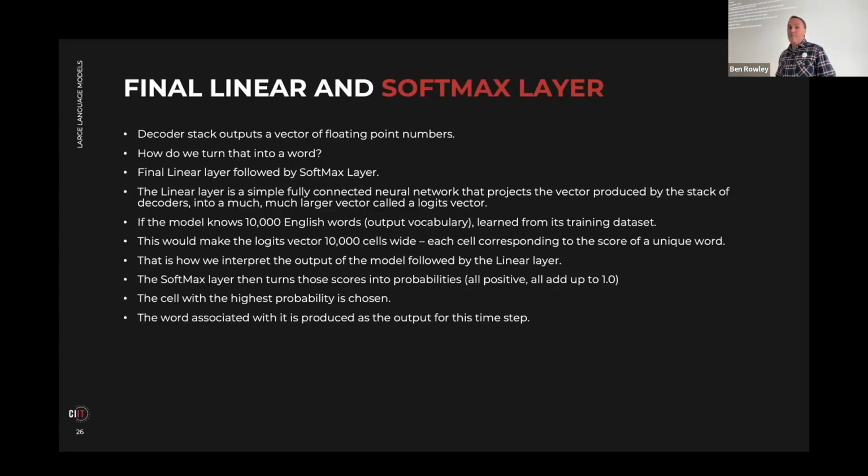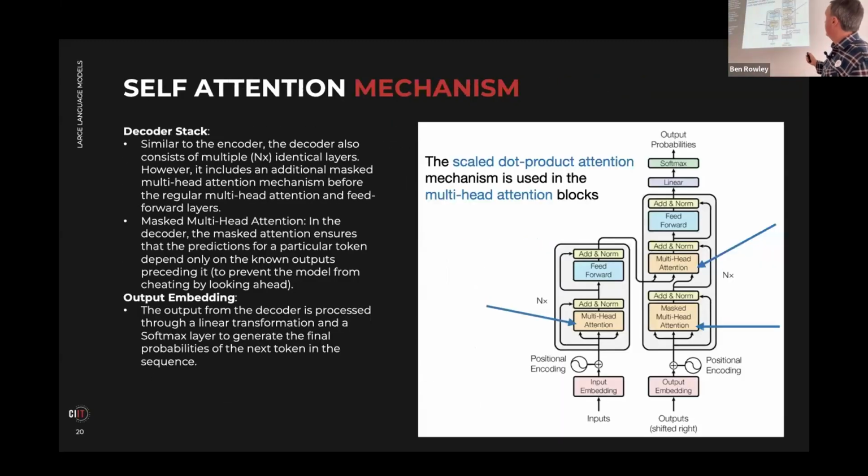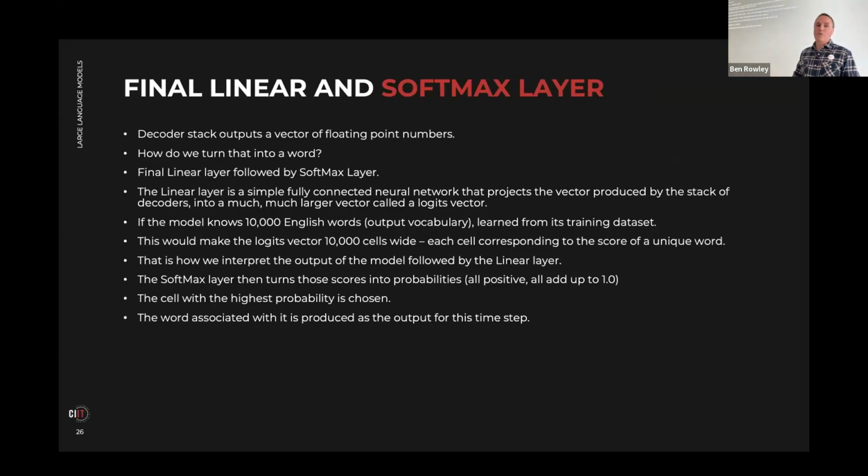Then we have our final linear and softmax layer, which we see at the top here, which leads to our output probabilities. The decoder stack outputs a vector of floating point numbers, so we need to turn that into a word. Here we use the final linear layer followed by the softmax layer. The linear layer is a fully connected neural network, and it projects the vector produced by the decoder stack into a much, much larger vector called the logits vector.